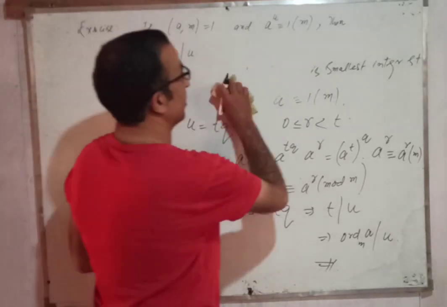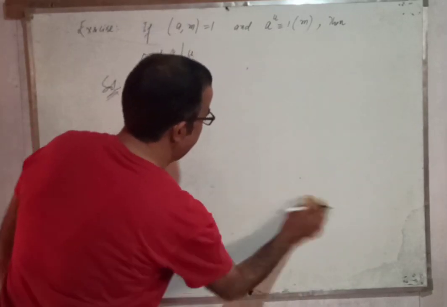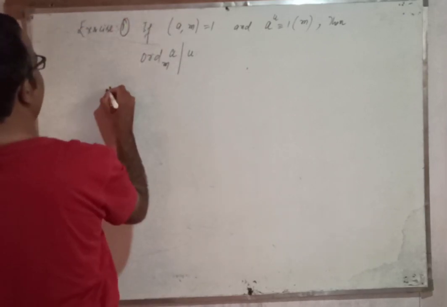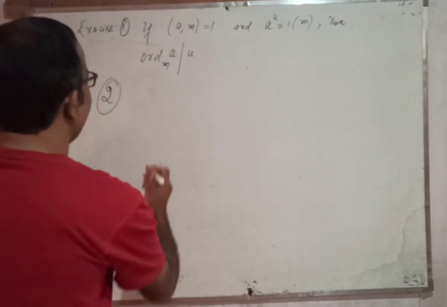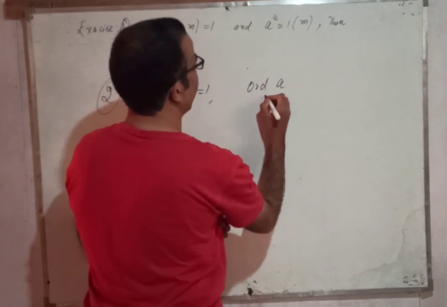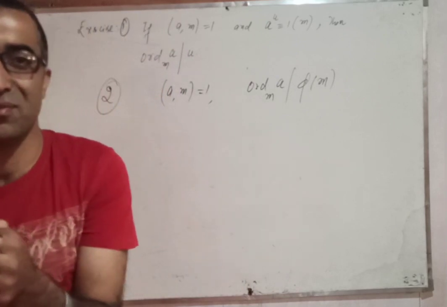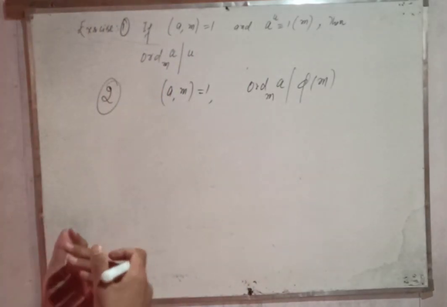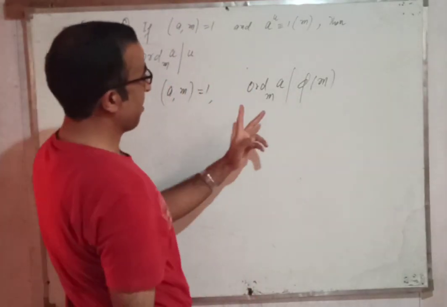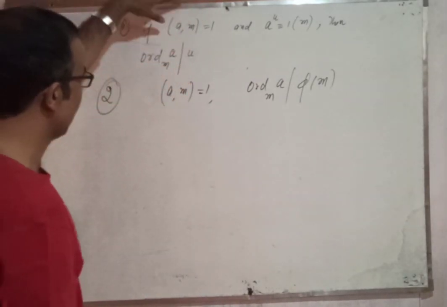From this I also get one interesting property. This is the first exercise. The second comes trivially from this one. If (a, m) is 1, then I can say the order of a modulo m divides phi of m. So this will tell you that the order is among the divisors of phi of m. How does this follow? In fact, (a, m) is 1.